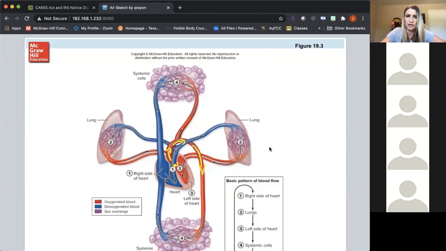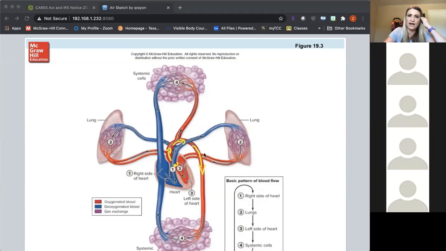Okay. So you can see that when we said it's a double pump, it means that it has two sides and it's associated with two circuits. One circuit is the pulmonary circulation, that's between the heart and your lungs, and the other circuit is your systemic circulation, and that's between the heart and the systemic cells, okay? So that's kind of the nutshell of the blood flow here.